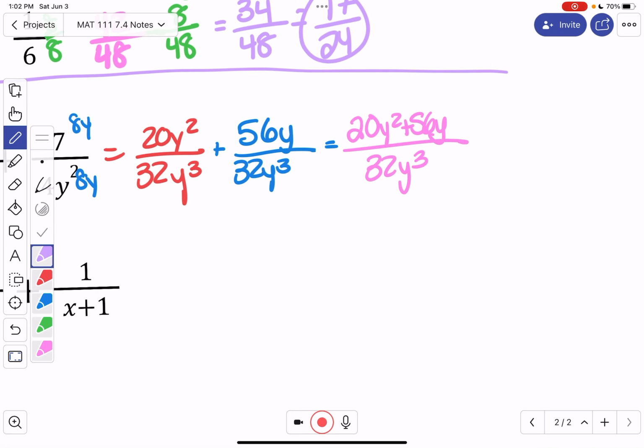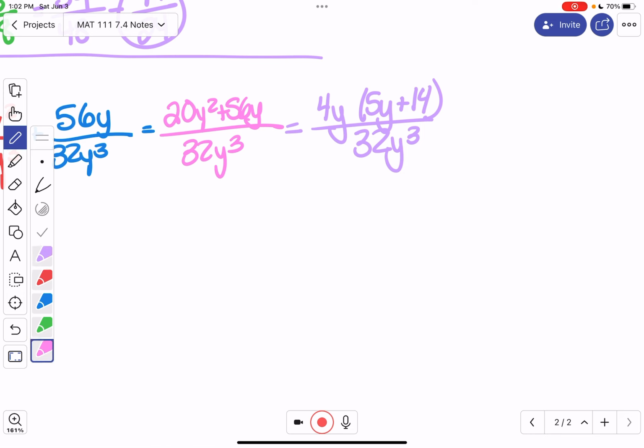Now we're going to reduce, factor, and simplify. So 20 and 56 are both divisible by 4, and y squared and y are both divisible by y. 20 divided by 4 is 5. Y squared divided by y is y. 56 divided by 4 is 14. And the y would go away. Bottom stays 32y cubed.